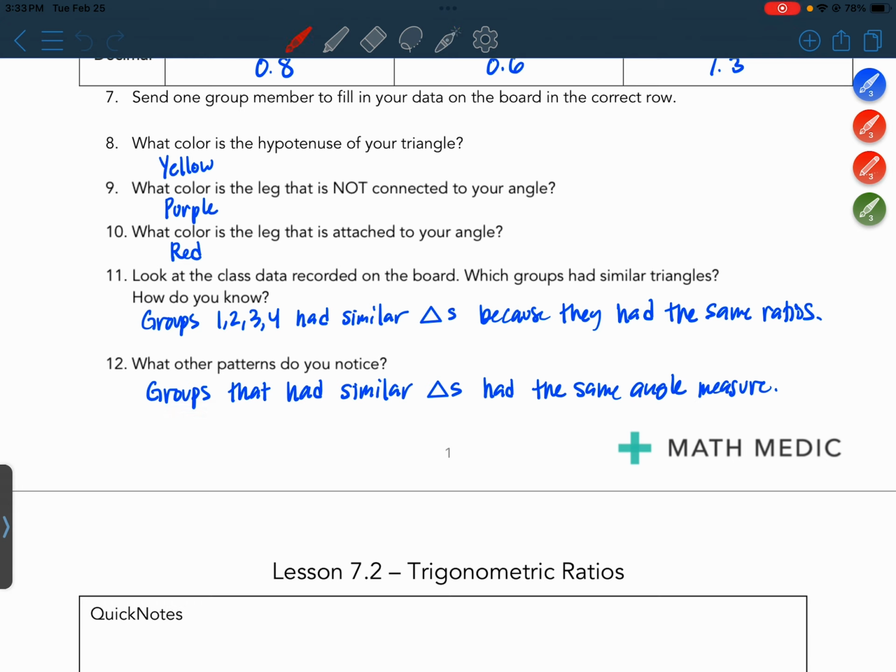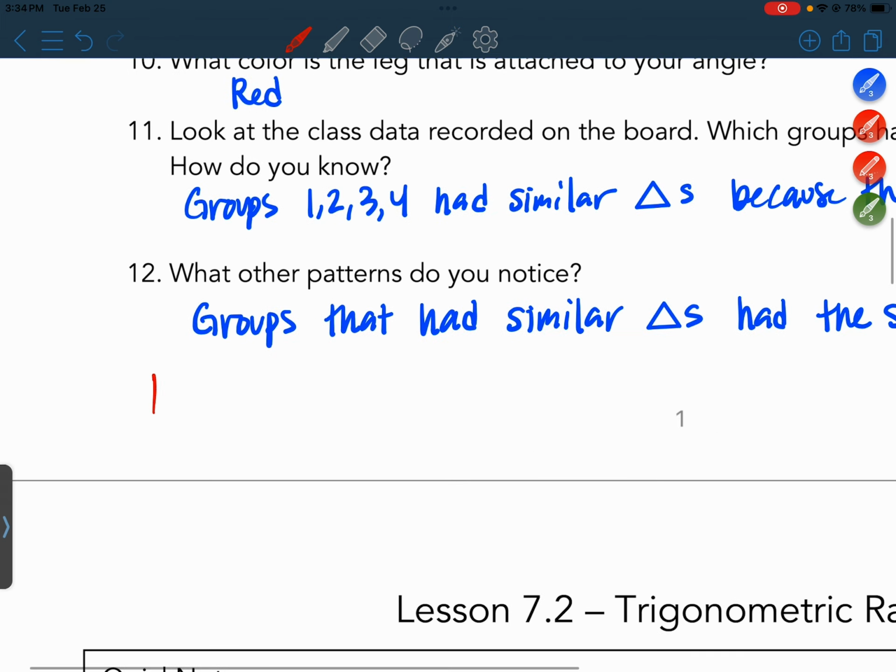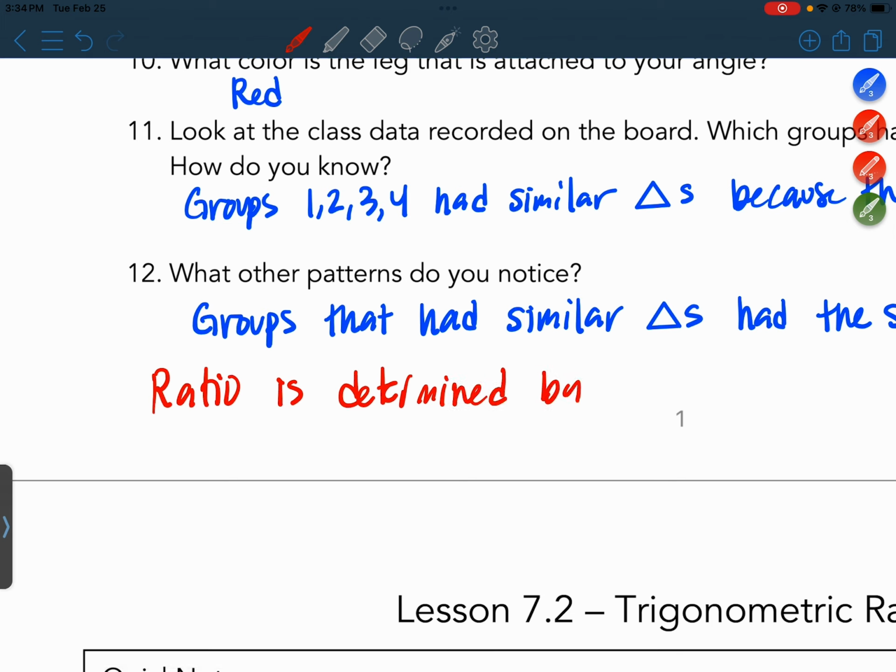Now this is the idea that I want you to capture. It's that the angle measure determines what those ratios are going to be. So as long as the triangles have the same angles, they're going to end up having the same ratios. The ratio is determined by the angle measure.